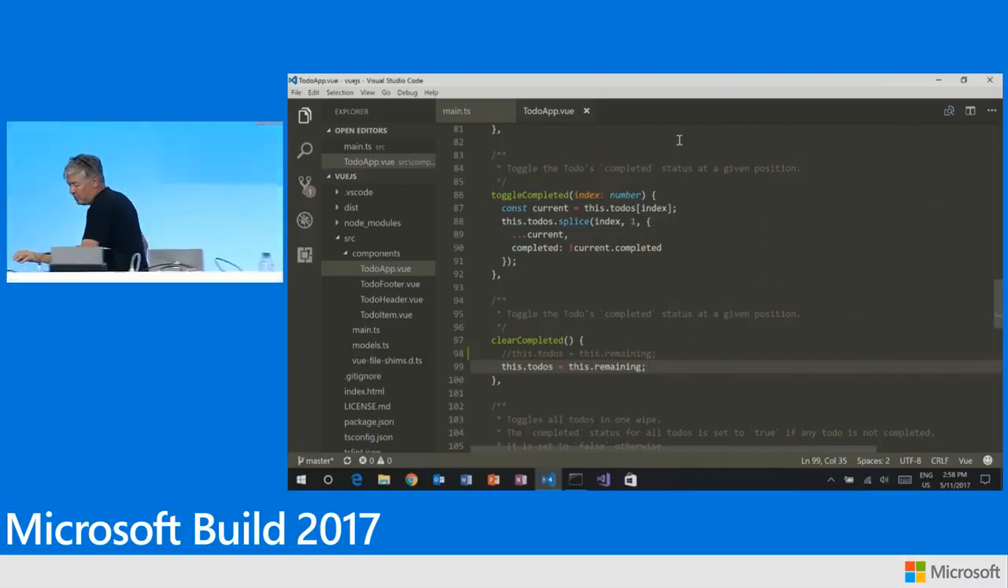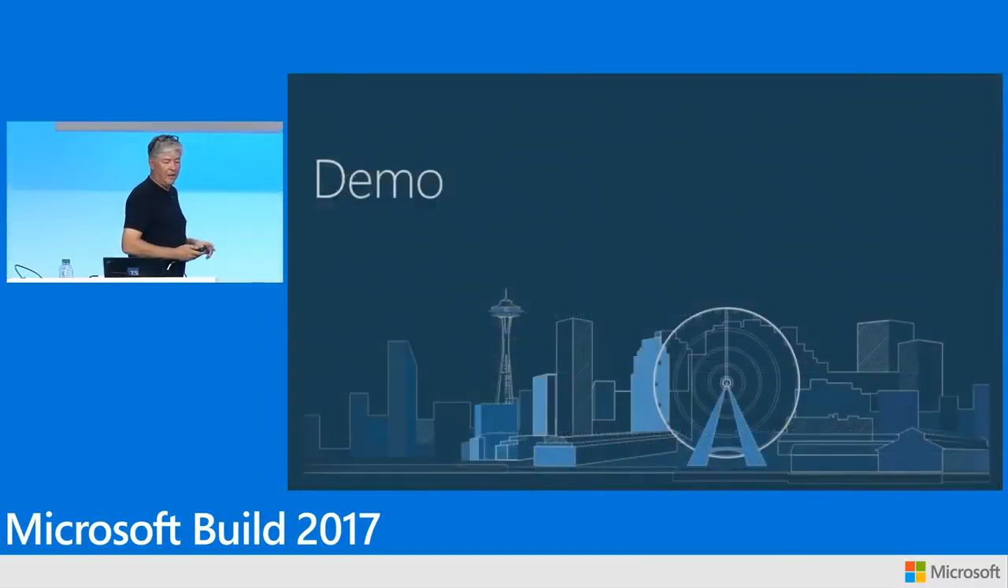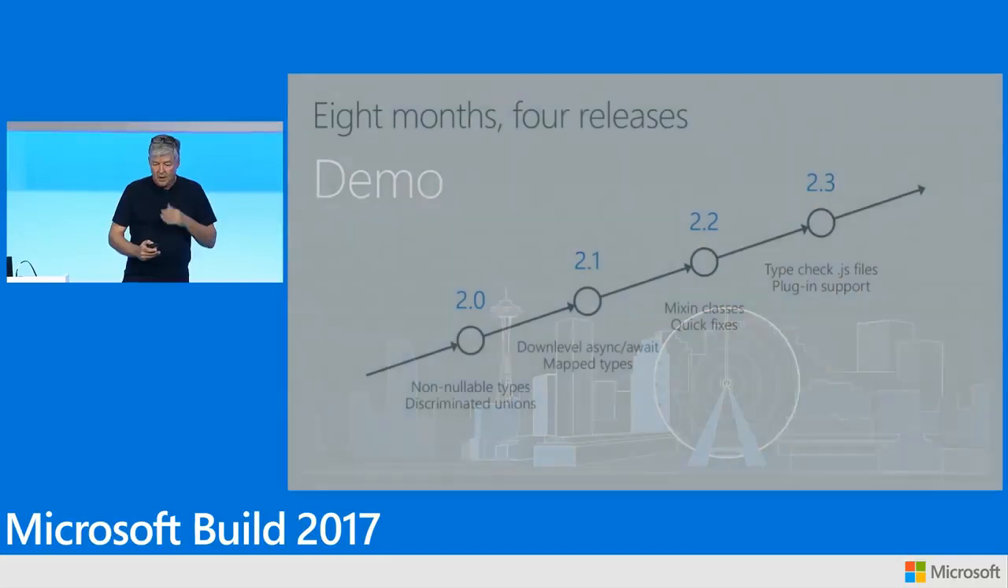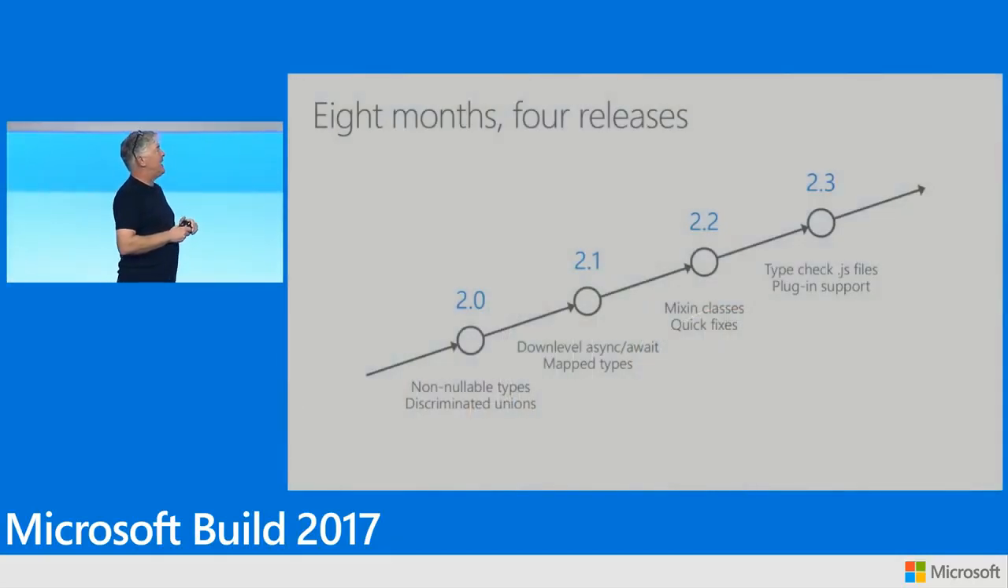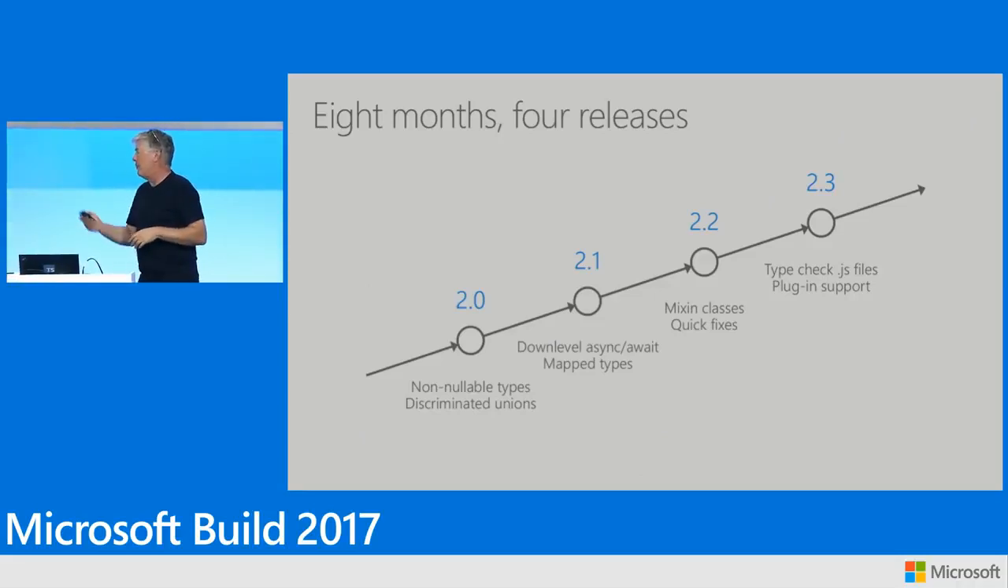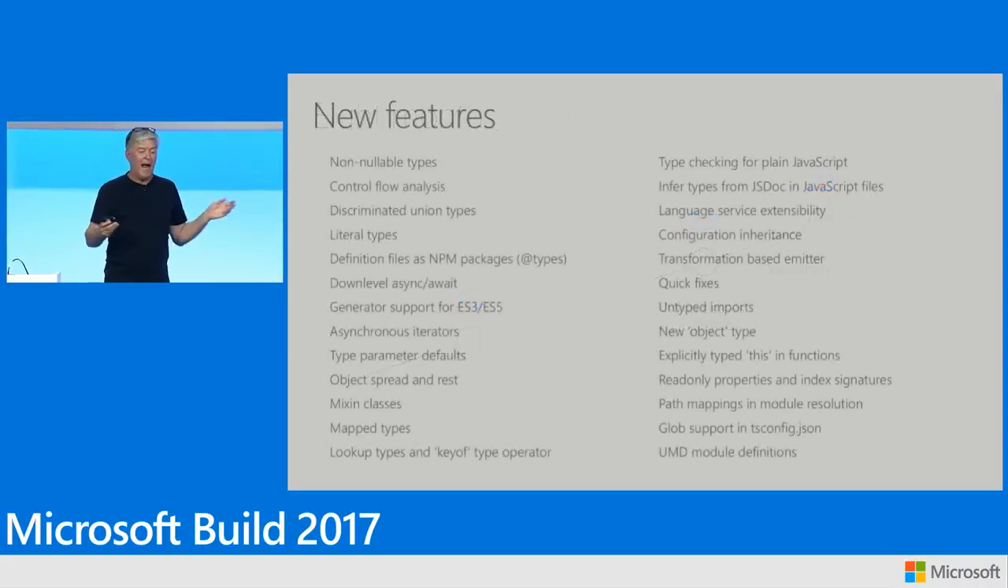Okay, let me go back to the slides quickly, and let's talk a little bit about our release cadence and how we go about developing TypeScript. So in the last 8 months, we have released 4 times: 2.0, 2.1, 2.2, 2.3. I've put up the 2 major features from each release here, but there were a lot of new features; this is some of them, and they didn't even fit on the slide. The team moves really quickly.